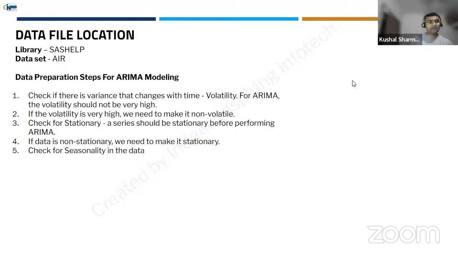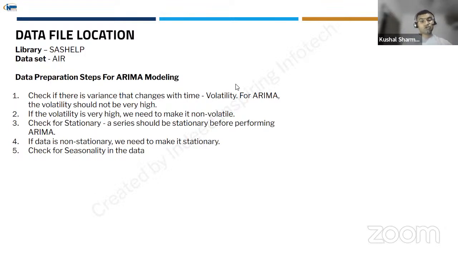Let's move ahead and now the data preparation step. For ARIMA modeling, check if there is a variance that changes with time, volatility. Variance is there, so check for it. Volatility should not be very high, and that also we need to ensure. If the volatility is very high, we need to make it non-volatile.